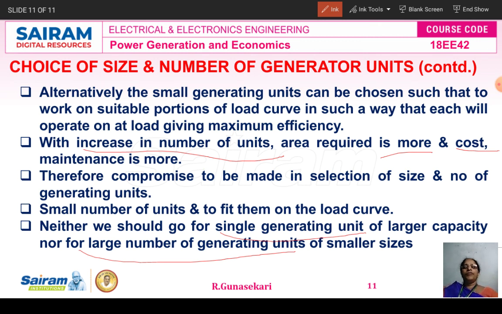Characteristics, totally 5 characteristics are there. You can write down the 5 characteristics. So the maximum mark is 6, minimum mark is 4, for characteristics of water turbine in the examination. The choice and number of generator units: write short notes on choice of size and number of generating units. So this is a maximum of 6 marks only.